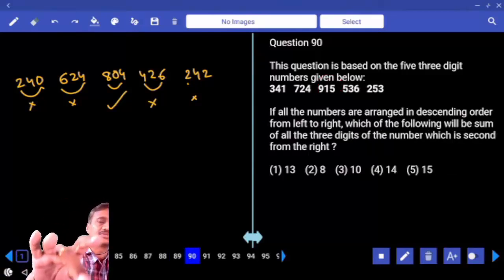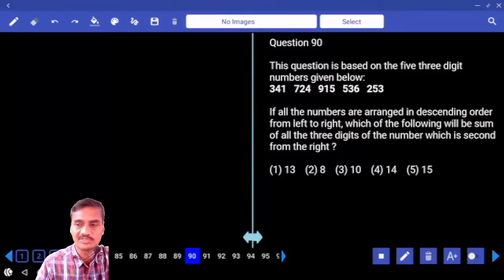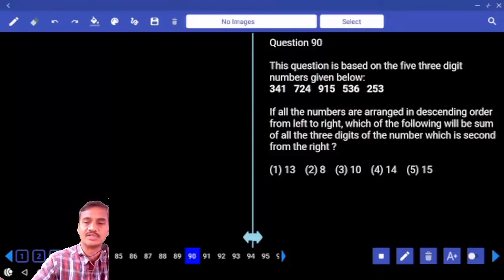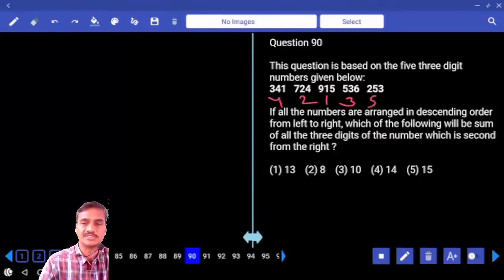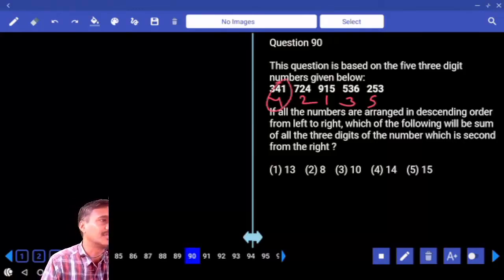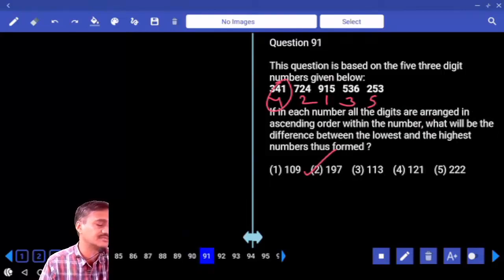And then coming to question number 90. If all the numbers are arranged in descending order from left to right, that means this is 1 and 2, 3, 4 and 5. Now the numbers are arranged in descending order from left to right. What will be the sum of all the 3 digits of the number which is second from the right? And second from the right is nothing but 4. Now 3 plus 4 plus 1, what is the sum of the digits? 8. 8, choice 2, question number 90.